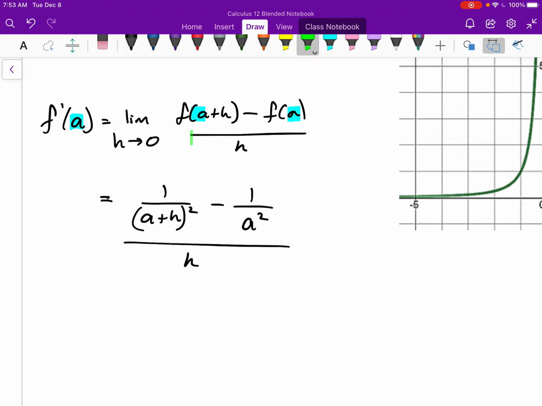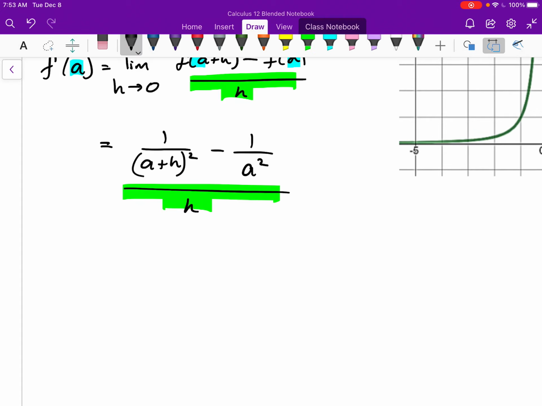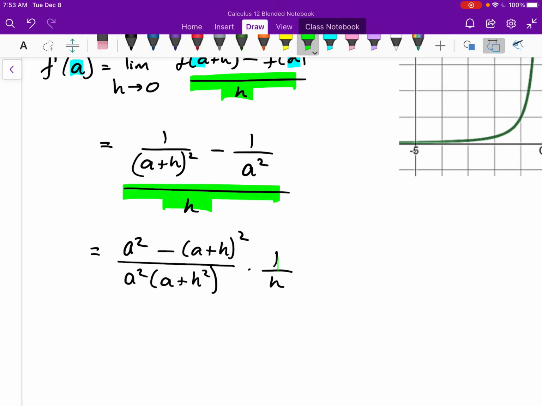Okay, well, at this point, a few things. Dividing by h, I'm going to write as multiplying by 1 over h, and I want to find a common denominator for the numerator. So for the numerator, my common denominator would be a squared times (a plus h) squared. And my numerators would be a squared minus (a plus h) all squared. And again, instead of showing this all being divided by h, I'll have it multiplied by 1 over h.